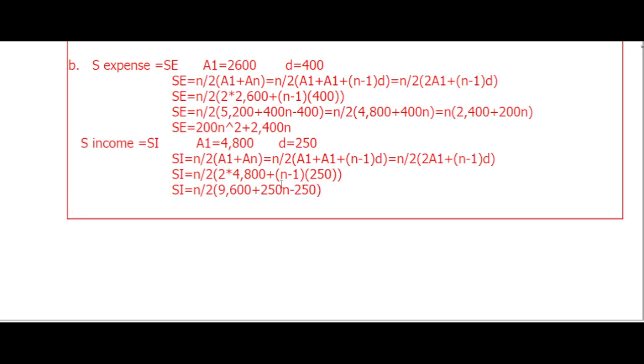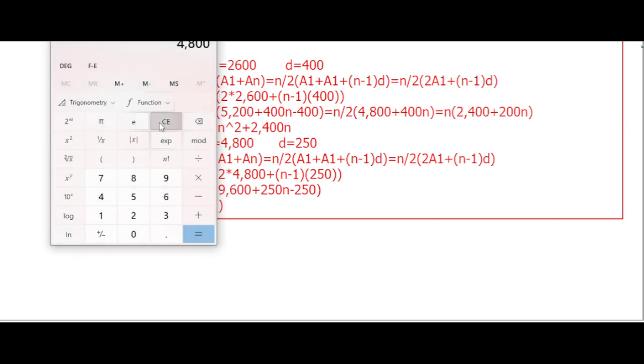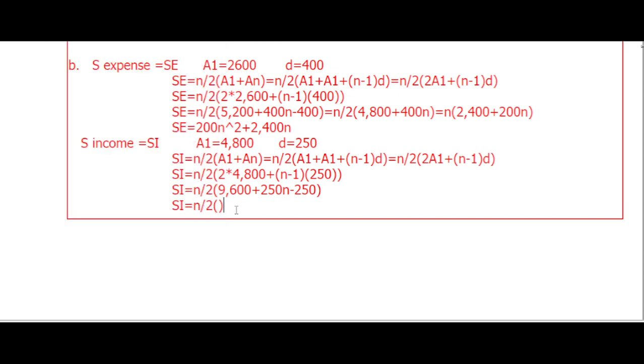So this SI is equal to n over 2 times this minus this, 9,600 minus 250. Let's compute it here. 9,600 minus 250 is equal to 9,350, so 9,350 plus 250n.